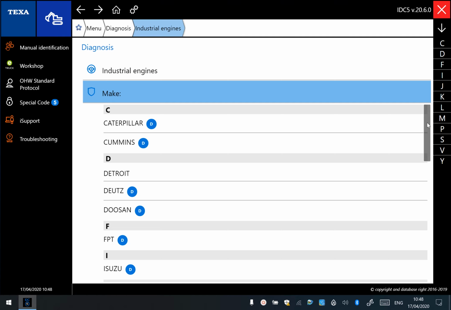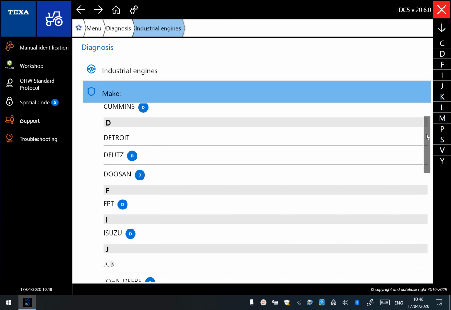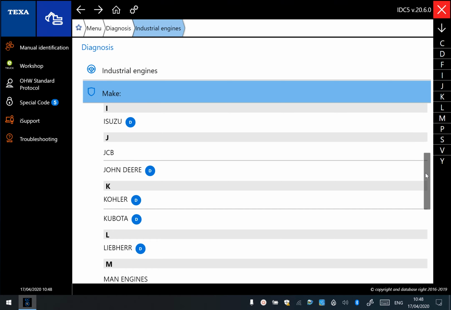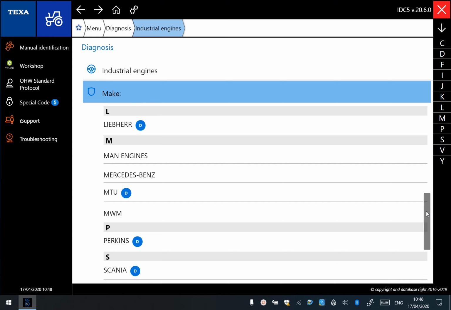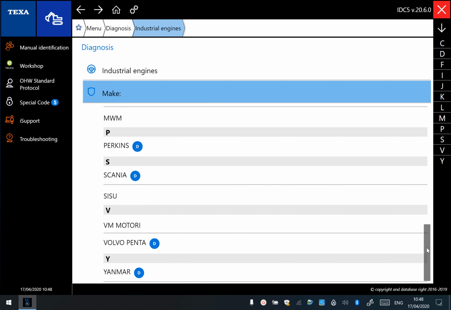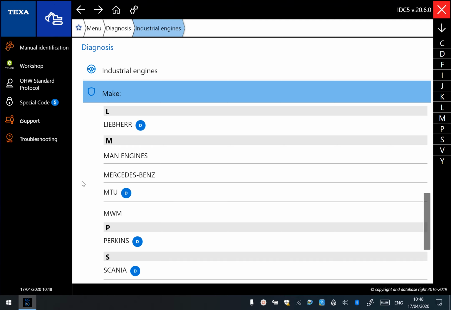So you can see we start off with Caterpillar and Cummins, and I'll just scroll down slowly so you can see the other manufacturers. So you can see it's pretty comprehensive. The D's basically mean that I've got a demonstration mode, so if I'm not actually connected to an engine, I can still run a program within the software so you can at least see how it reacts to that information.